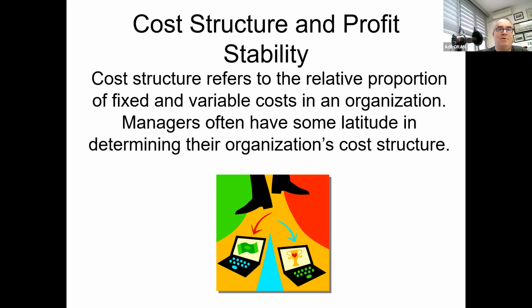So whether you want a large store with a lot of operating leverage or a small store, small factory with low fixed costs, depends on your expectations about the sales level. So that will be in another presentation.